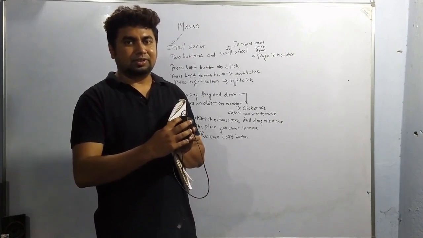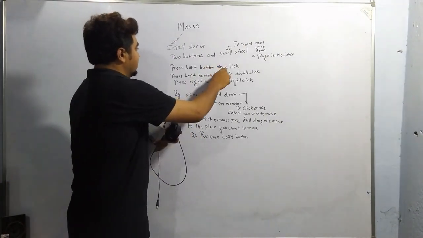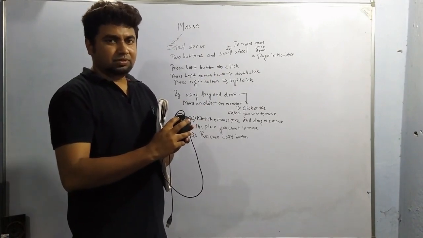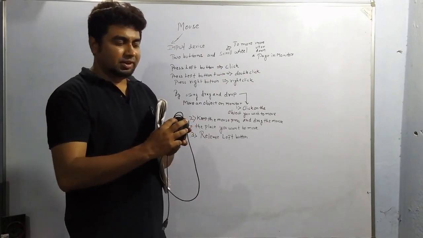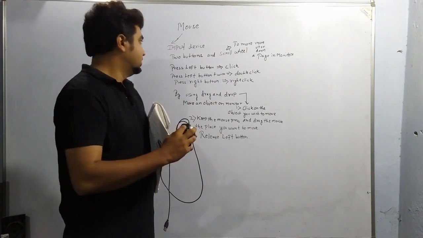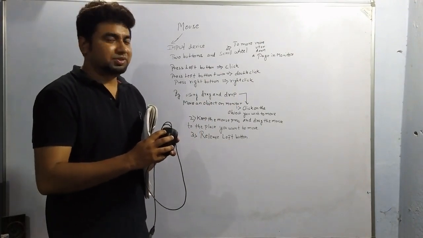Left side means left click. I am saying, when you are pressing this button, the left button, that is known as left click. So I am pressing the left button, this is known as left click. If I am pressing the left button twice, this is known as double click. Double click means pressing the left button twice.